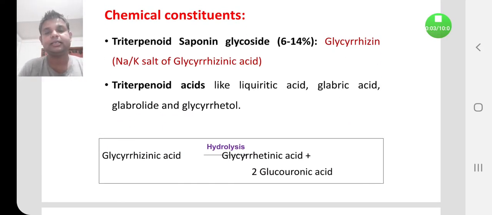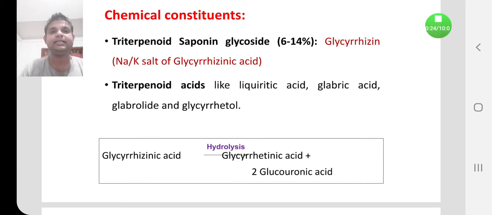Now, coming to the chemical constituents of licorice. Licorice is a rich source of saponin glycoside. So it contains glycyrrhizin. So what is glycyrrhizin? Glycyrrhizin is the sodium or potassium salt of glycyrrhizinic acid.